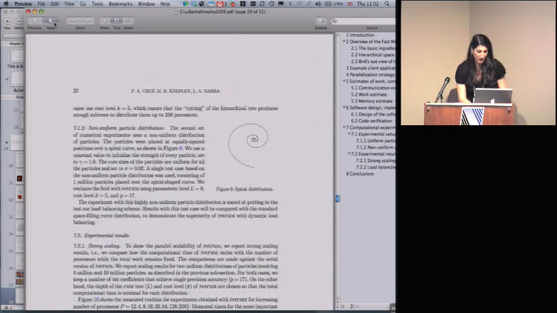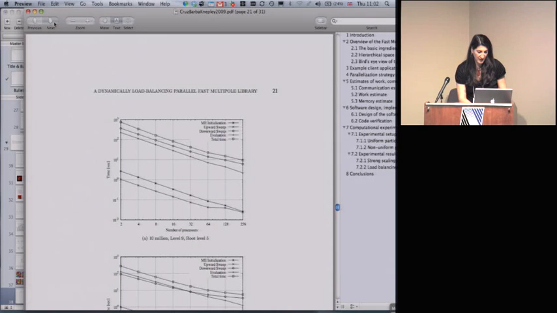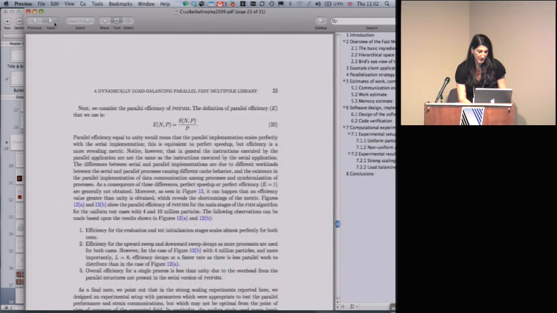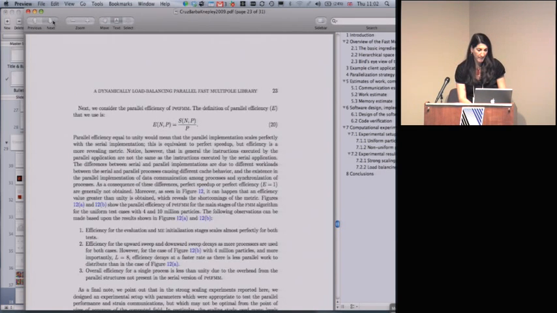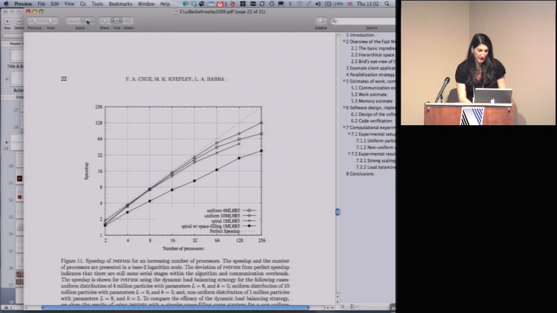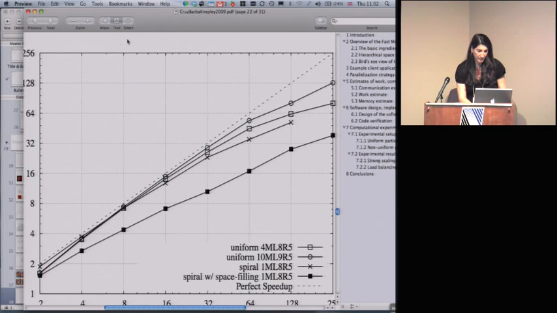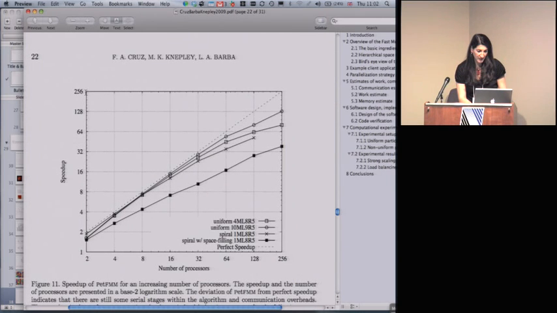Those are the estimates of work. Those are timings. So this is the type of results that you can find in the paper. Speed up. So this speed up, I didn't show it, but again, we have speed up to 256 processors. That's the spiral sources on a space filling curve down here.